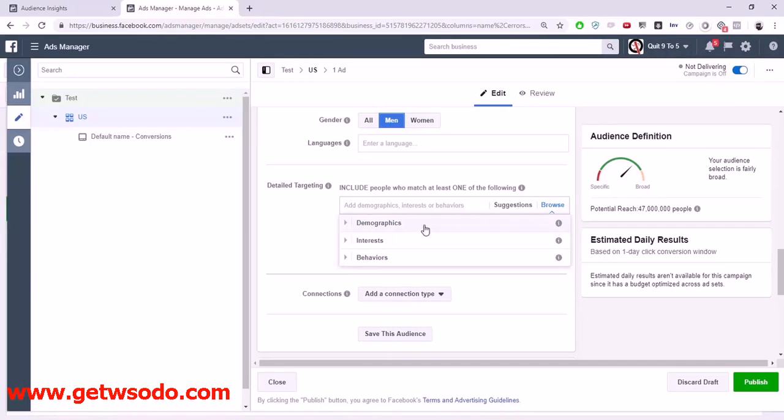So demographics is I've sorted myself into this category willingly. Interests is Facebook has cookied me, and Facebook's seen all of my activities everywhere online, and so it's lumped me into a category. And then behaviors are data from outside sources that Facebook has bought. So I hope that makes sense.